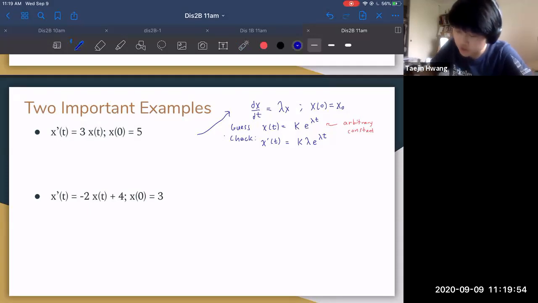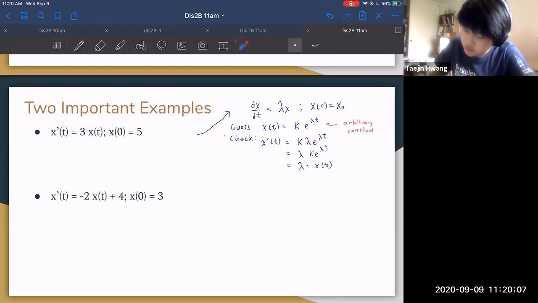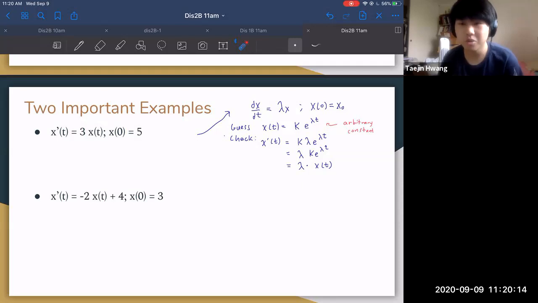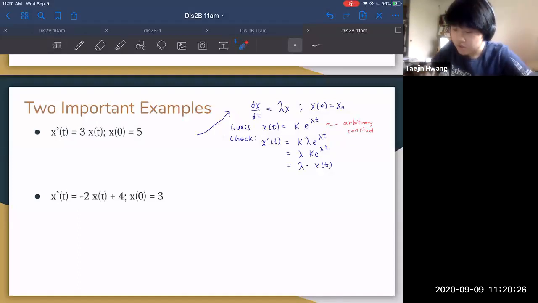And from here, we can rearrange terms to show that this is in fact equal to lambda times x of t, since x of t, we had guessed, was equal to k e to the lambda t. Might seem like magic at the moment, but the more you practice this over and over, the more familiar this will become, and the more you'll take this as law. So, any questions about the guess and check process so far?